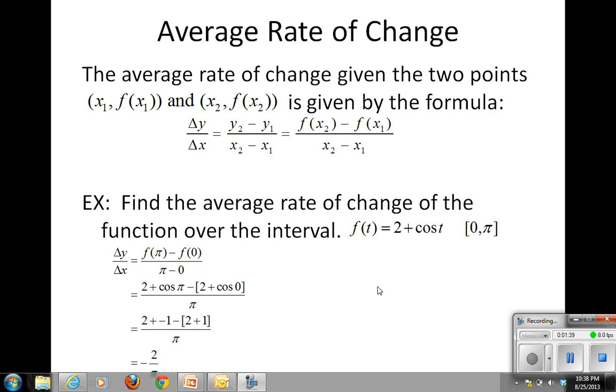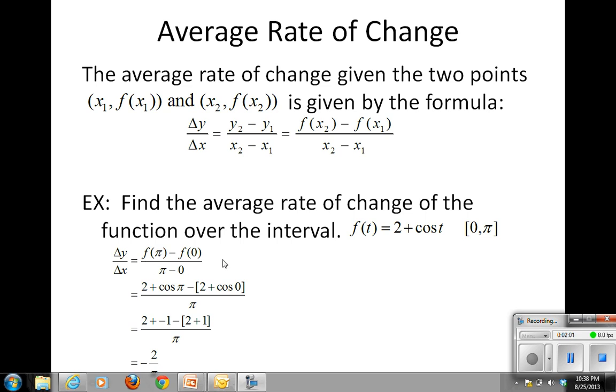Okay, so the question is find the average rate of change. Since I was given the interval 0 to pi, I would plug in 0 for t, and then plug in pi for t, and that's going to give me this part here, the f of pi minus f of 0. And then divide that by, basically you subtract, so pi minus 0.